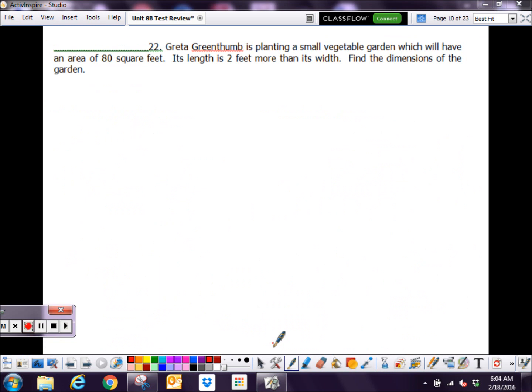All right, number 22. Greta Green Thumb is planting a small vegetable garden which will have an area of 80 square feet. Its length is 2 feet more than its width. Find the dimensions of the garden. Okay, so I'm going to draw a picture of this. We have this garden. Okay, and it says the area is 80 square feet.